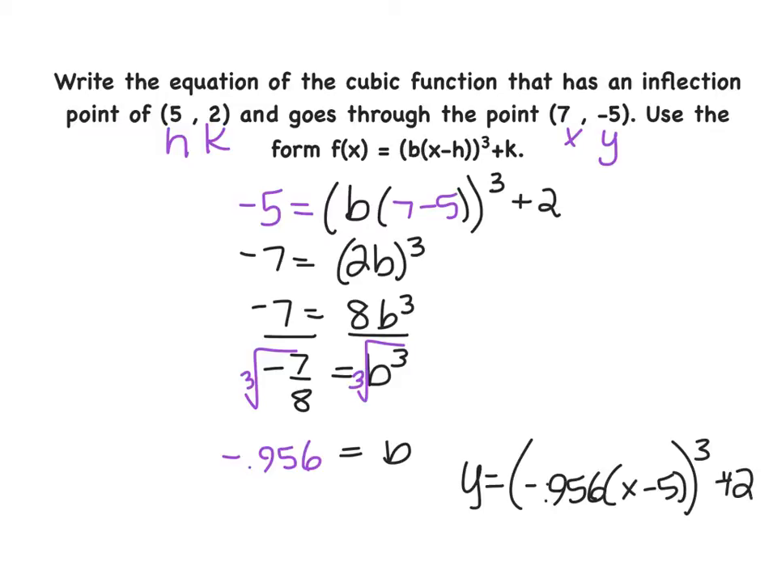Now, when I checked this as y equals, I did not put that into y equals. I actually put the cube root of negative 7 over 8 in here. Okay, this will be a little off probably, so if you want to check it, put this in as your b and type it in, and it goes through those 2 points.